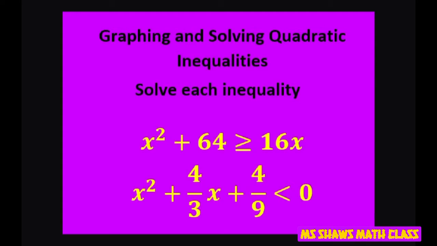Hey everyone, we're going to solve these quadratic inequalities algebraically. So we're using the algebraic method, and the first thing we need to do is write the inequality with 0 on one side and the quadratic expression on the other. So we're going to write this as x squared minus 16x plus 64 is greater than or equal to 0.